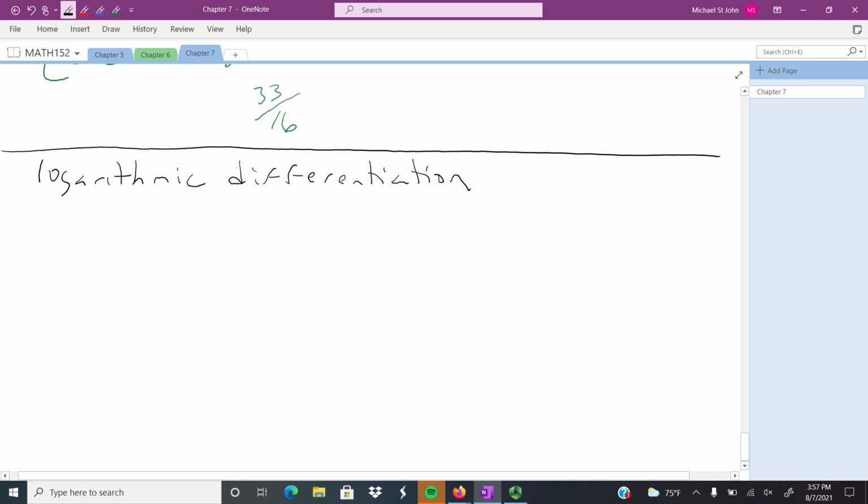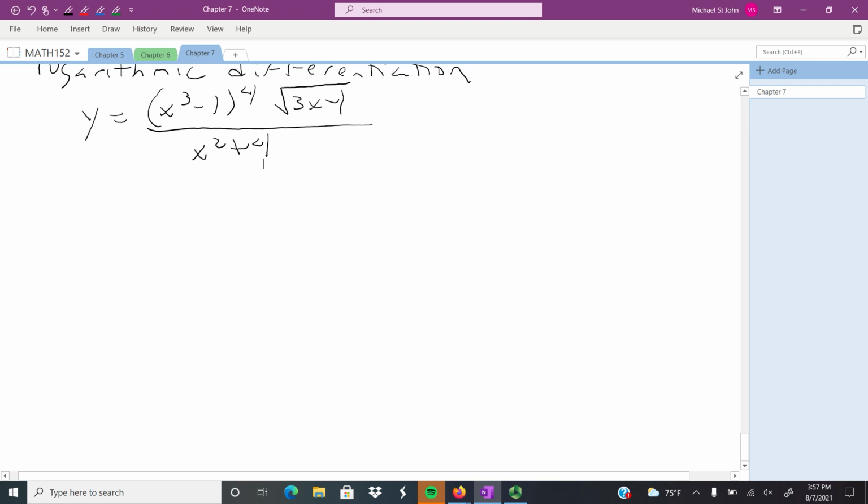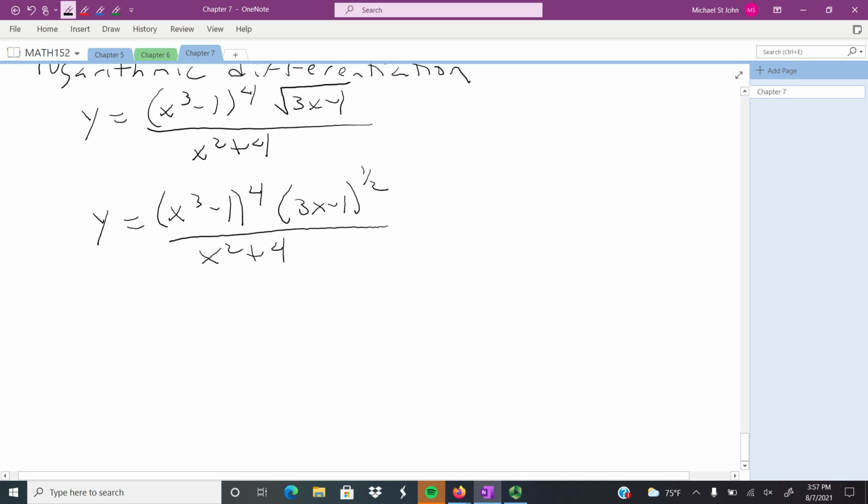So now we have a problem that looks like this, and we want to find the derivative. So y equals (x cubed minus 1) to the 4th times the square root of 3x minus 1, over x squared plus 4. Now let's first rewrite this a little bit. So this will become (3x minus 1) to the 1/2 power over x squared plus 4.